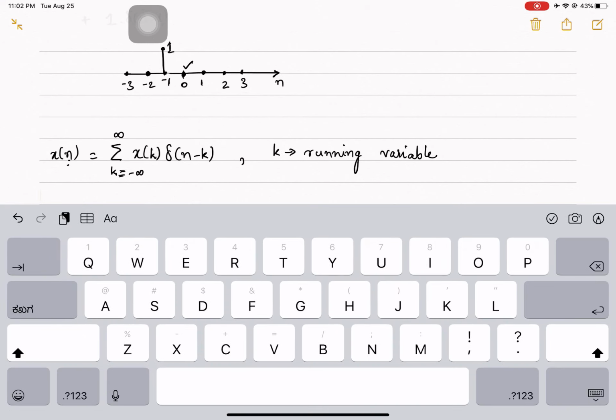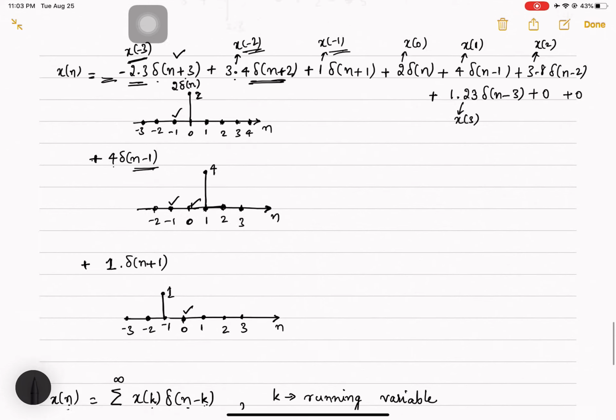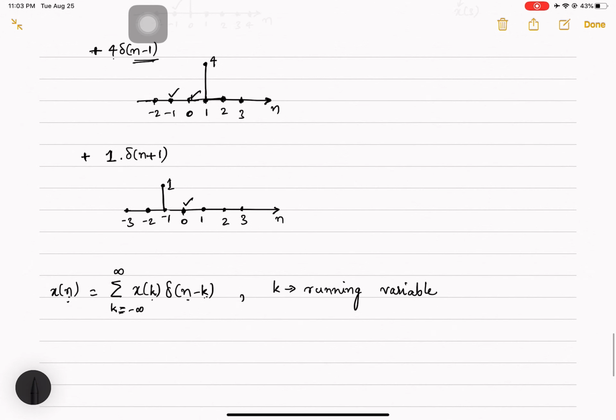The only term that exists will be where n minus k, that is 2 minus k, is equal to 0. Which means at k equal to 2, that term will be non-zero, all the other terms will go to 0. So when you add them up, 0 plus 0 plus 0 plus x of 2 into delta 2 minus k, so when k equal to 2, it will become delta of 0. So you substitute and find it out. This is what you get.